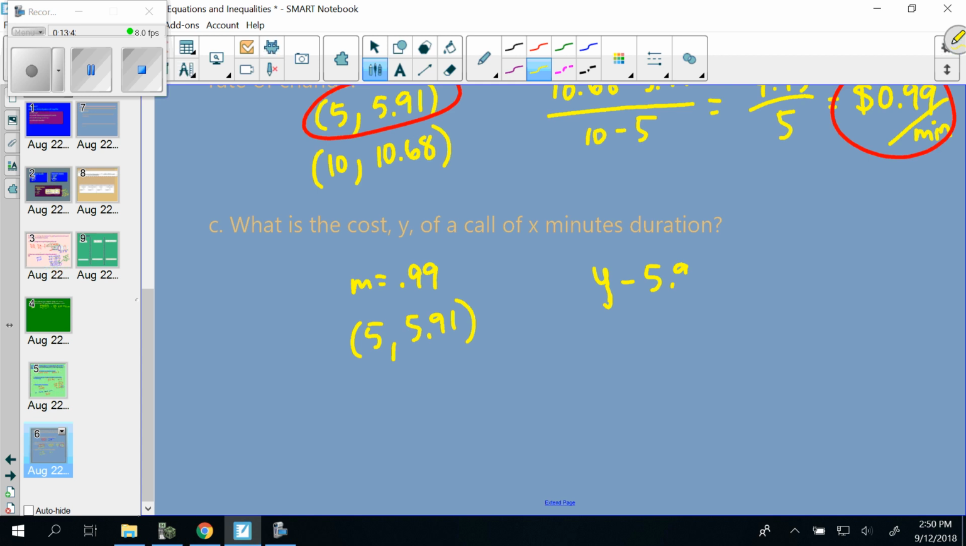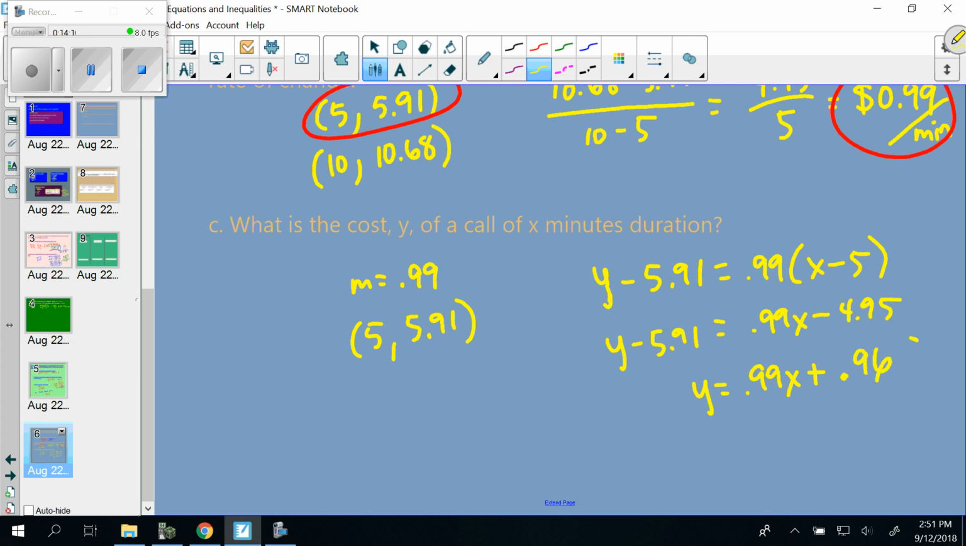You got 5.91 equals our slope times this, multiplying that out and distributing. On this side, we give you this. And now we got to add over that $5.91. So you get the equation 0.99x plus, adding 5.91 to a negative 4.95 would be 0.96. So that would be our equation there.